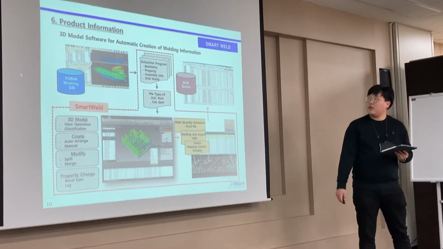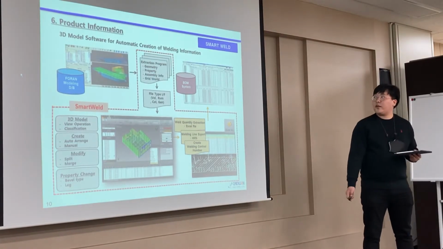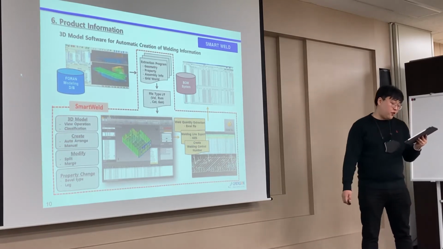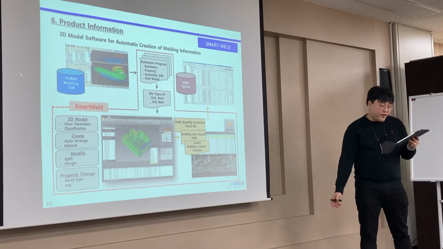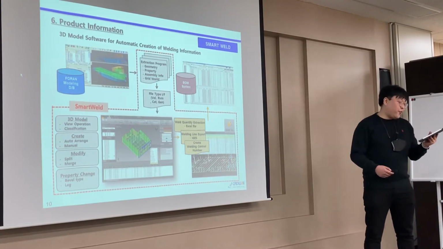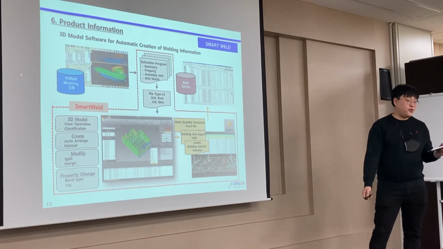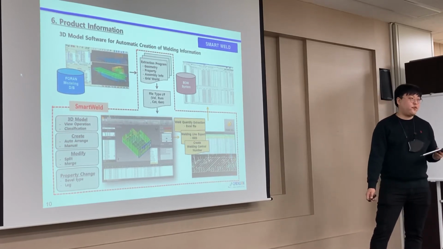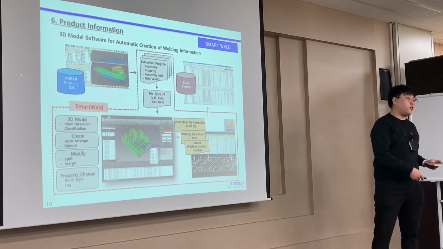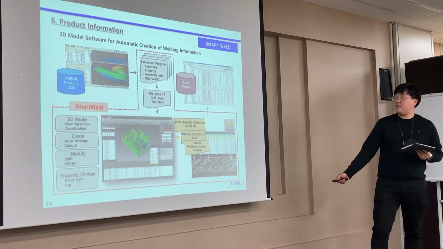Next is Smart Weld. It automatically creates welding information. It calculates welding length, welding areas, and more. And auto welding calculation and area search has 95% accuracy, as has been shown against the other design tools that we use.